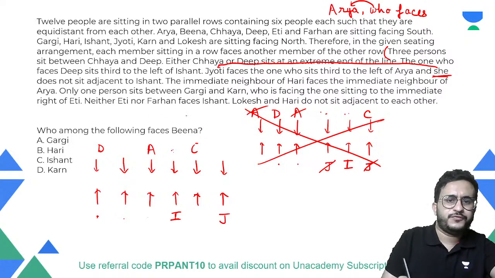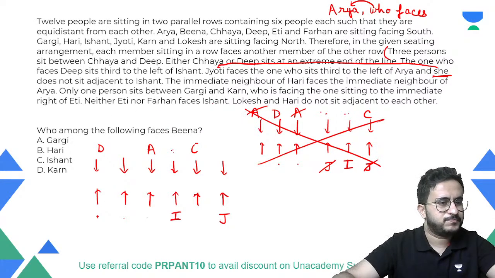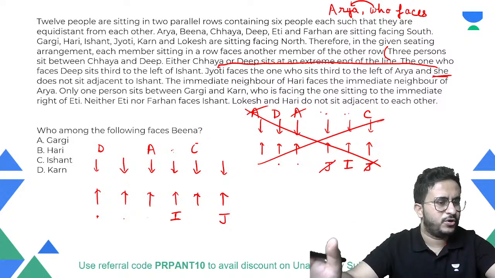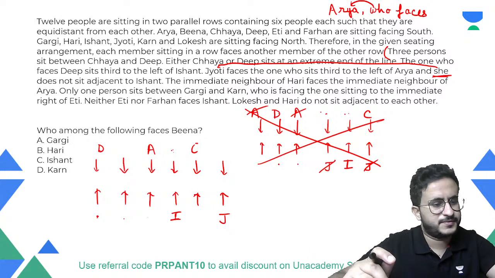Neither Iti nor Farhan faces Ishan. Neither Iti nor Farhan, so E and F are facing this side. So they are saying neither Iti nor Farhan faces Ishan. So what will we get? What can we say from this? The rest is a bit complicated. Let's read the complicated sentences later. Let's understand the easy ones first.